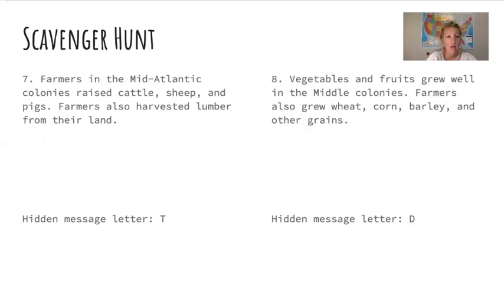Number 7. Farmers in the mid-Atlantic colonies raised cattle, sheep, and pigs. Farmers also harvested lumber from their land. Hidden message letter T.